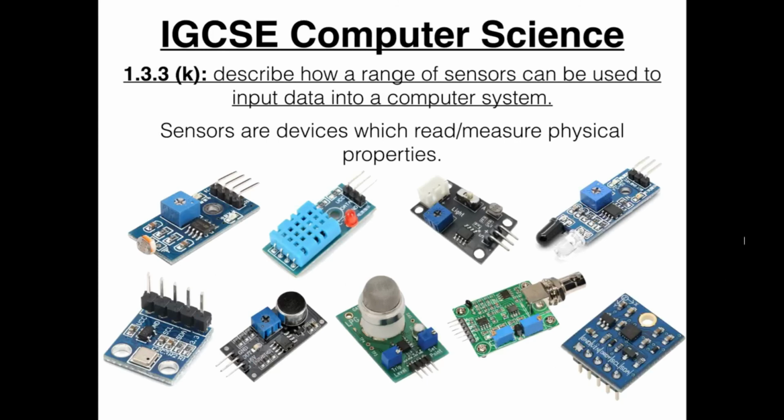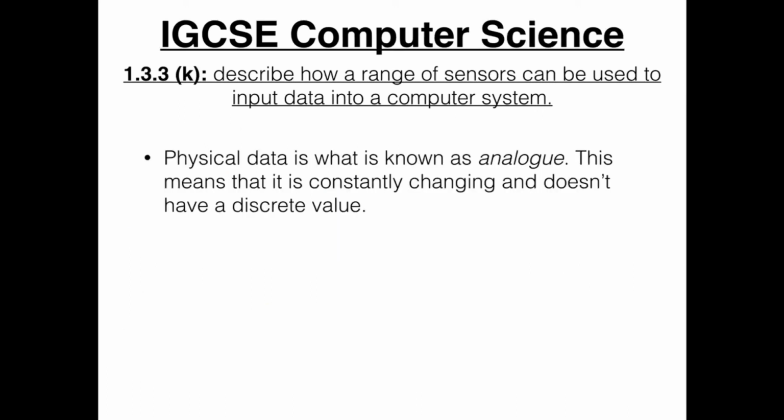These are the 9 sensors that we have to know. This is the temperature sensor. This is the moisture or humidity sensor. This is the light sensor. This is the infrared or motion sensor. This is the pressure sensor. This is the sound sensor. This is the gas sensor. This is the pH sensor. And this is the magnetic field sensor. So these are what we have to know. So we'll look into them now.